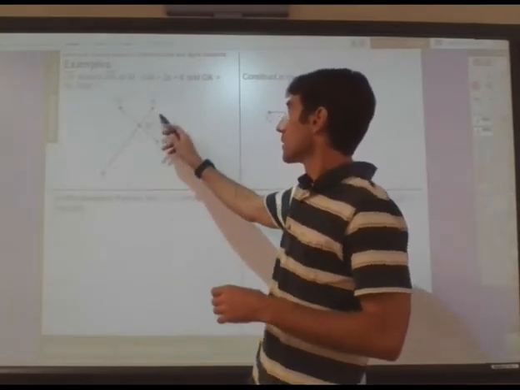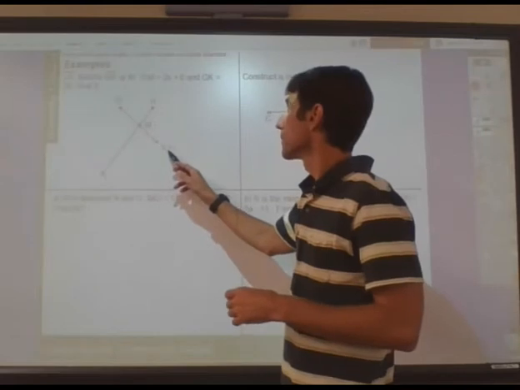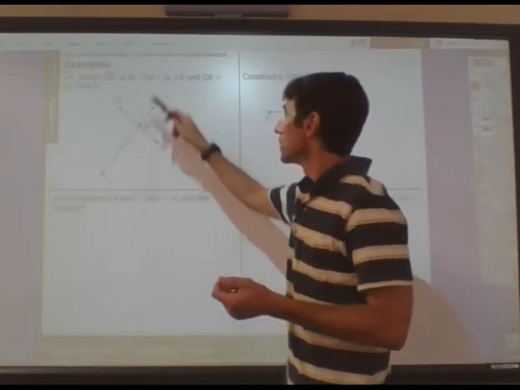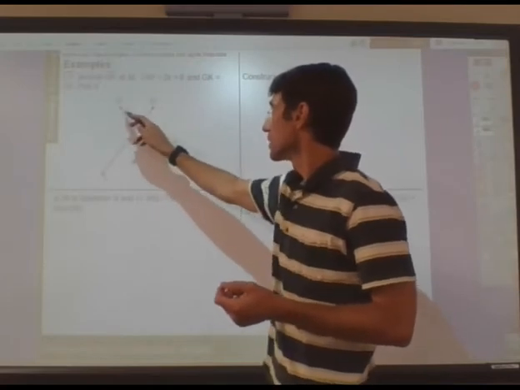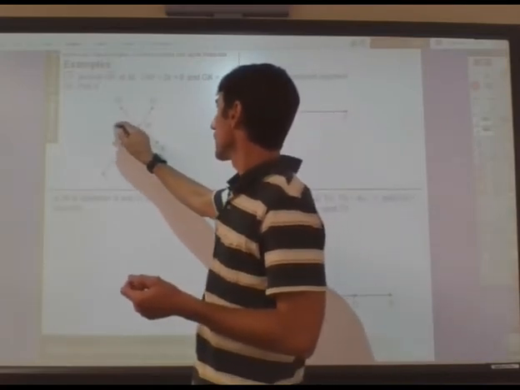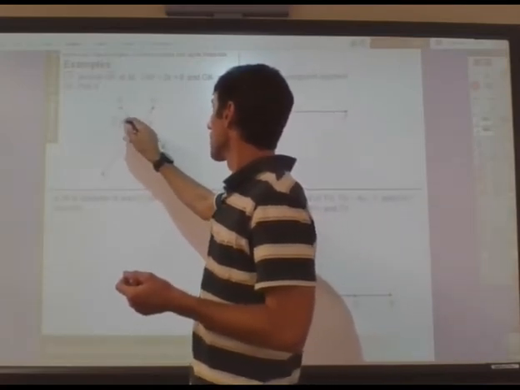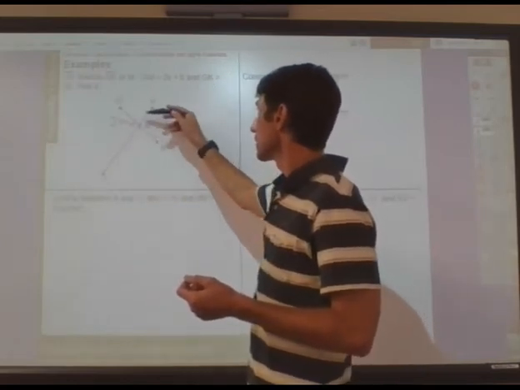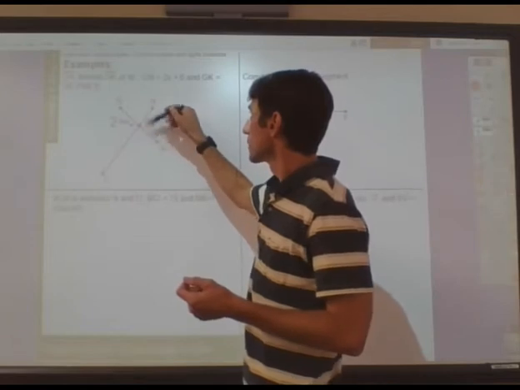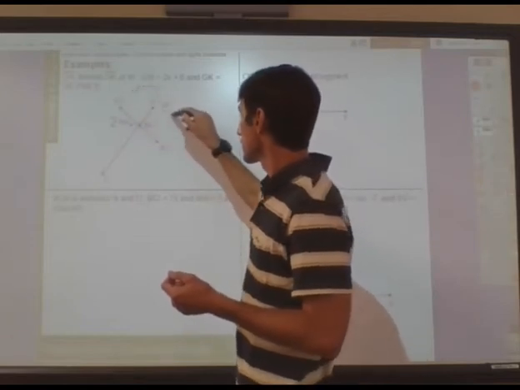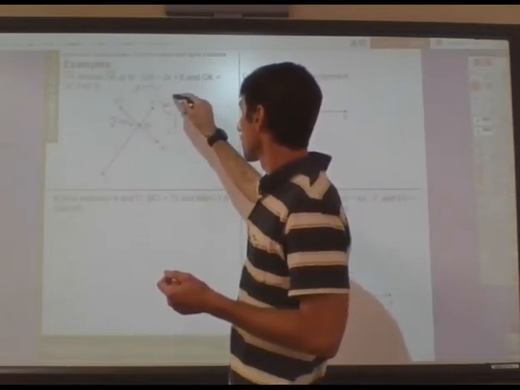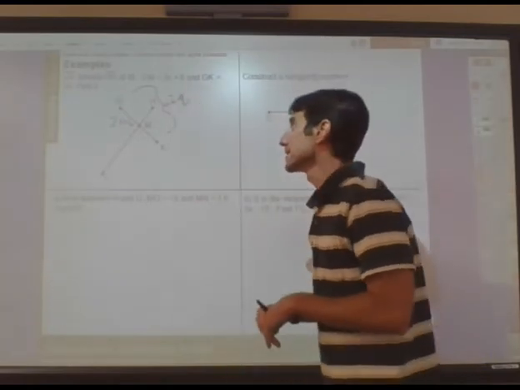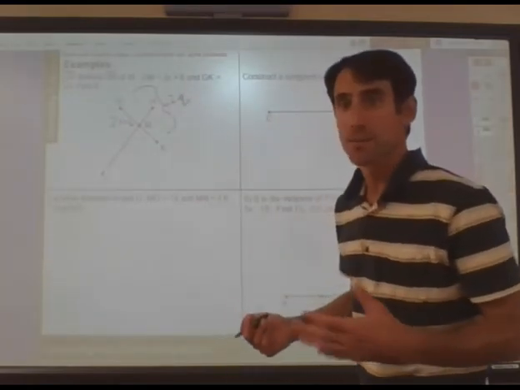LH bisects GK at M. GM, so G to M, is 2x plus 6. And GK is 24. So this whole distance here is 24. All right. So what is the value of x?